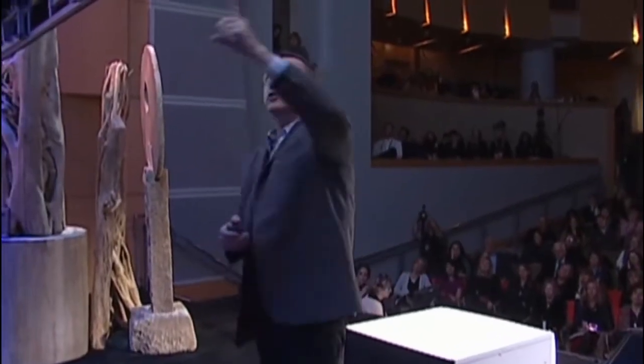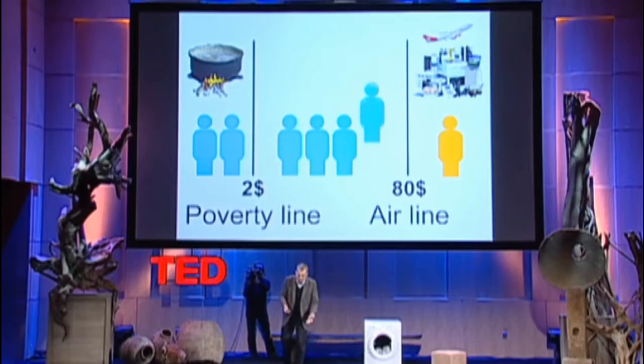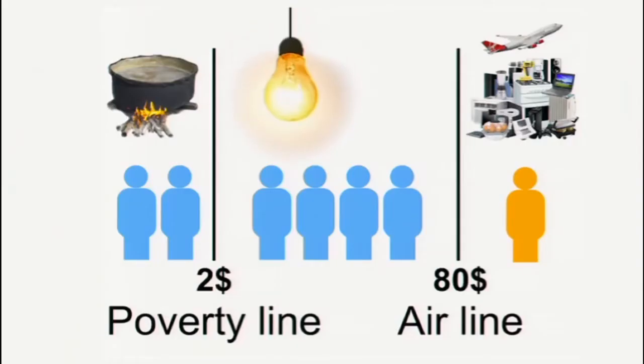But this is just 1, 2, 3 billion people. And obviously there are 7 billion people in the world. So there must be 1, 2, 3, 4 billion people more who live in between the poverty line and the airline. They have electricity. But the question is, how many have washing machines?